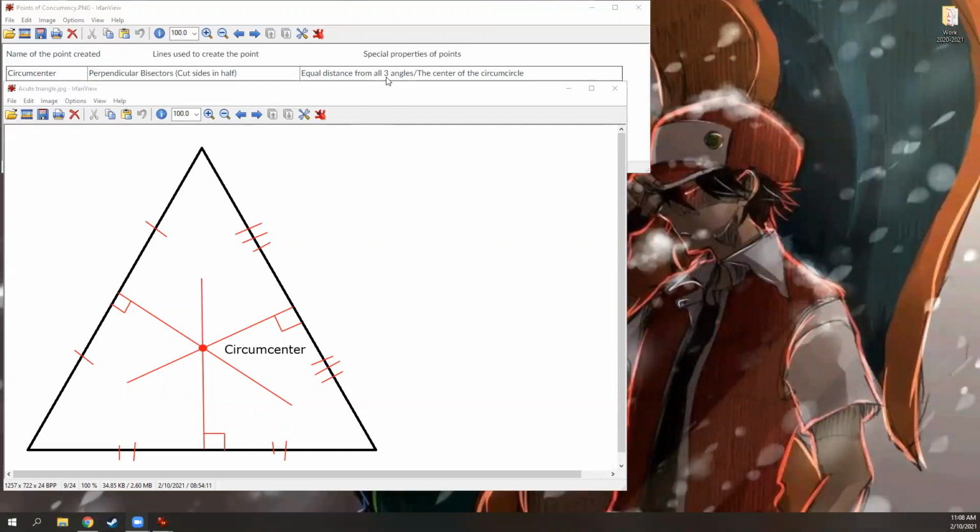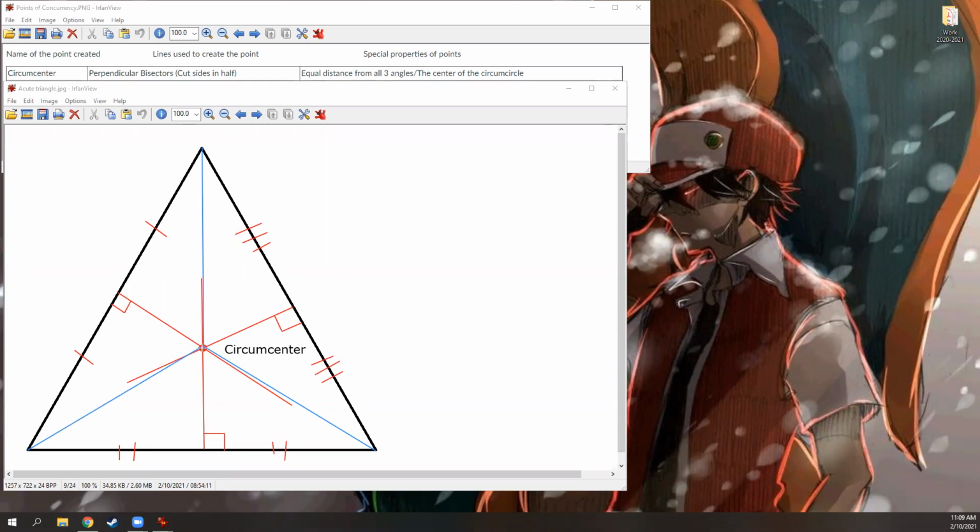1, it is equal distance from all 3 angles. Right? So this point right here, I want to draw more lines on the triangle. There's so many lines on this triangle. I can't do a dotted line. That's what I would do in class. But so the distance from the circumcenter to this angle, from the circumcenter to this angle, and the circumcenter to this angle are all equal. All the blue lines are equal to each other. That's what this is saying, equal distance from all 3 angles.